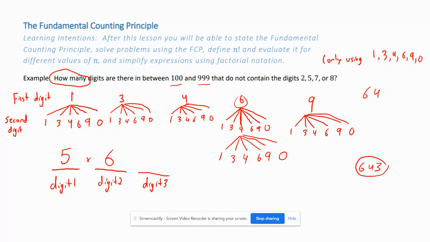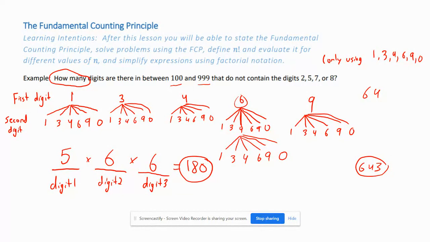Then after that, I'm looking at my third digit. Again, my third digit can be 1, 3, 4, 6, 9, or 0 as well. So that's going to mean we have 6 options as well. So the answer over here is going to be 5 times 6 is 30, times 6 equals 180 different possibilities here.